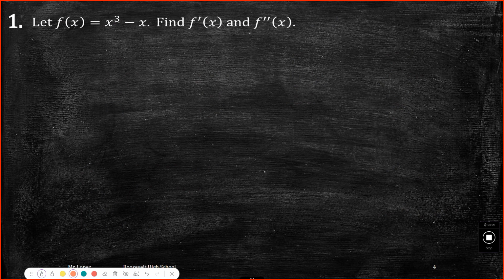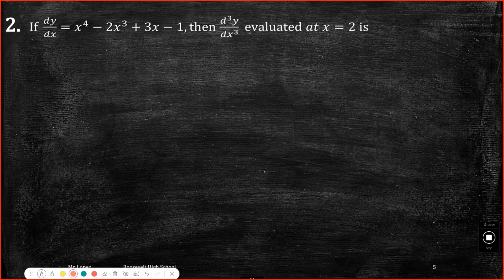Anthony, what is the first derivative? What's the second derivative? Who's that going to be? Vivian, second derivative. 6x. That's it. We're done here with this one. Number 2. Let's go to number 2.